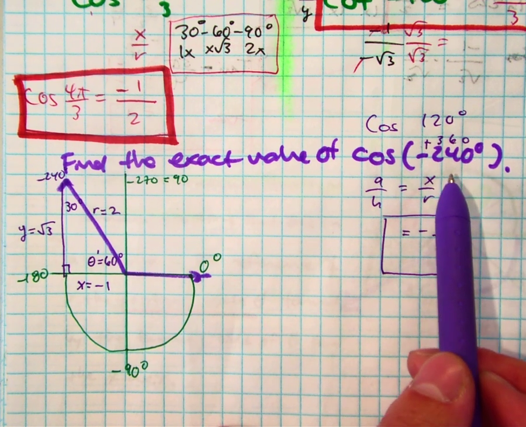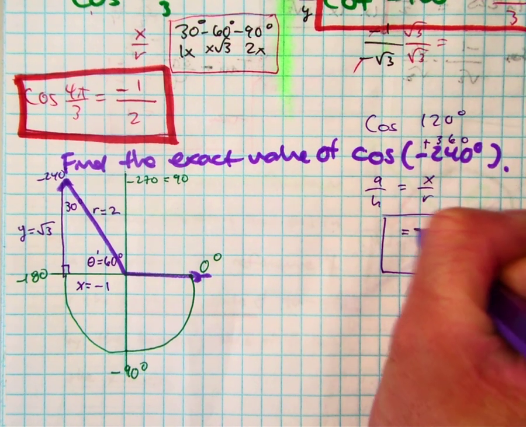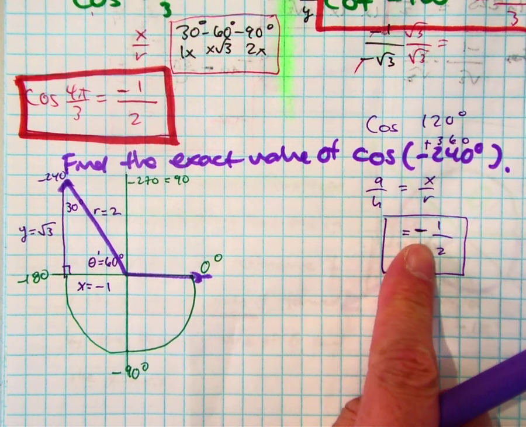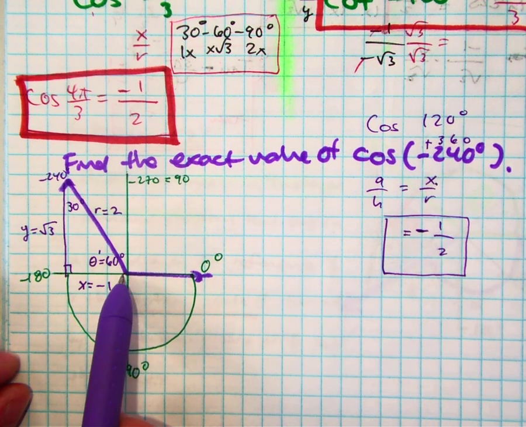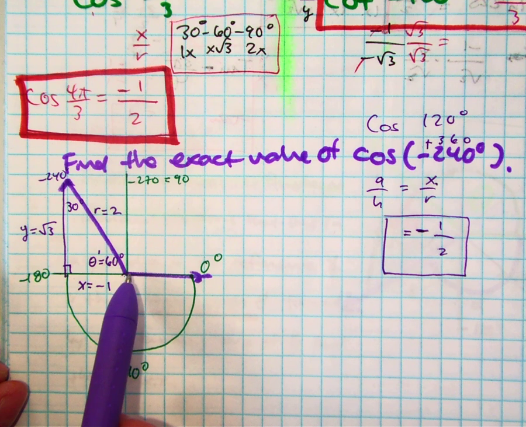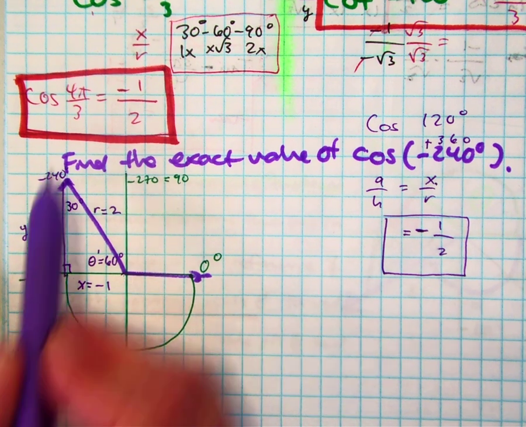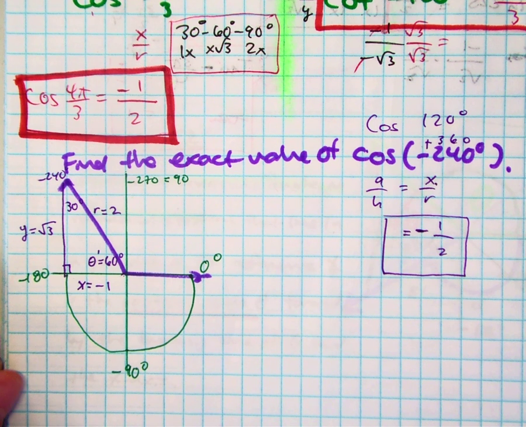So let's review why this answer is negative. There are two reasons why it's negative. One, cosine involves the x value. The x value, if I go left, is what, class? It's negative. Think of an ordered pair, negative 5, 10. The x values are negative. That's the first reason why it's negative.